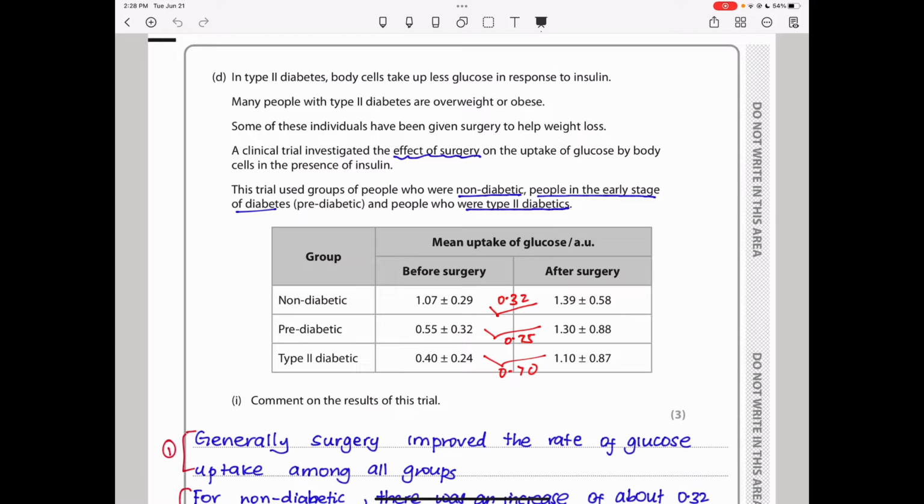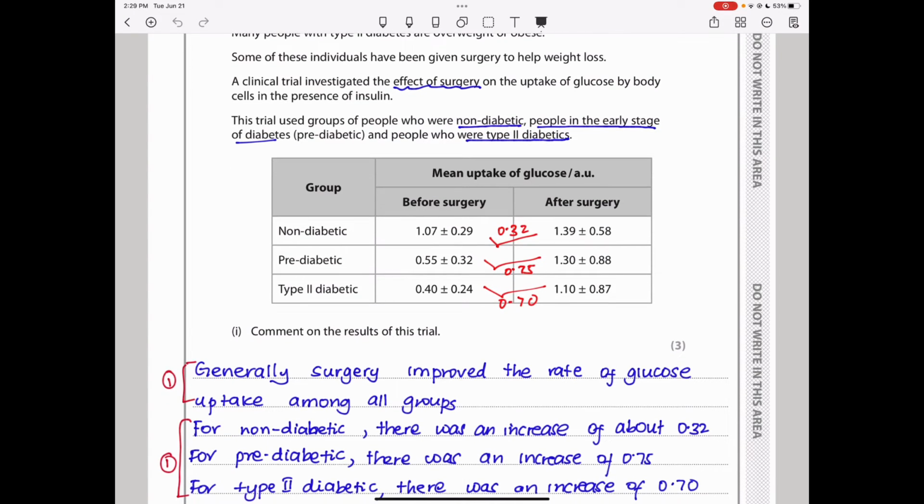They say in type 2 diabetes, body cells take up less glucose in response to insulin. Many people with type 2 diabetes are overweight or obese. Some of these individuals have been given surgery to help weight loss. A clinical trial investigated the effect of surgery on the uptake of glucose by body cells in the presence of insulin. This trial used groups of people who were non-diabetic, people in the early stage of diabetes, meaning pre-diabetic, and people who were type 2 diabetic.